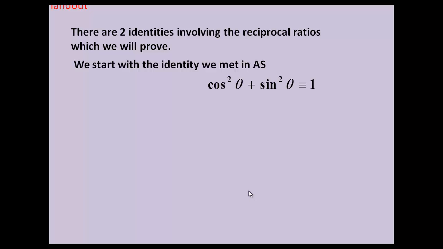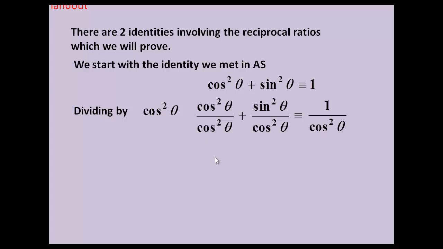There are two of these, and we're going to start with our AS, our core 2 Pythagorean identity, cos squared theta plus sine squared theta equals 1. Divide throughout by cos squared theta. We get 1 over cos squared theta on the right hand side.